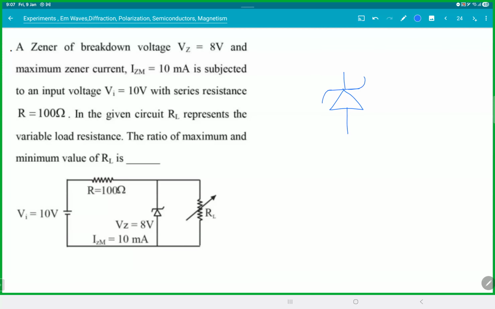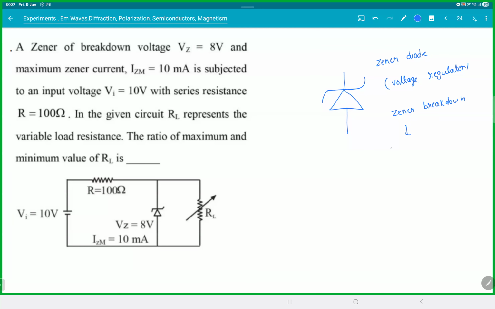In Zener diode, what kind of breakdown happens? There are how many kinds of breakdowns and what happens in each breakdown? You can just answer it to yourself. So Zener diode will act like a voltage regulator. What kind of breakdown happens here? Zener breakdown happens here. What is a Zener breakdown?